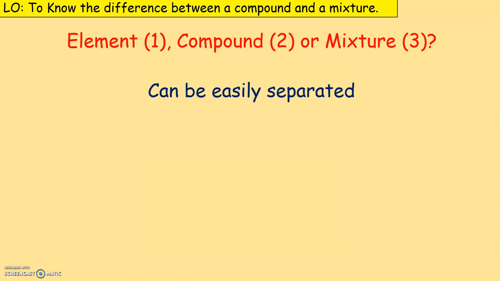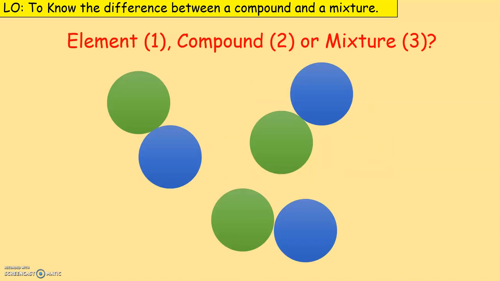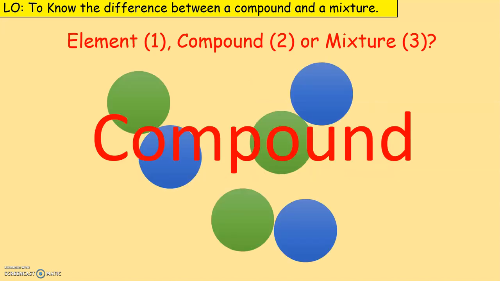And which one can easily be separated? Is it element, compound, or mixture? 3, 2, and 1. A mixture can easily be separated. Remember, whenever we're looking at compounds or elements, they require serious energy to break the bonds. Remember, we were talking about bonds in the last part 1 video. All right, next one, element, compound, or mixture. Go. It's a compound that is chemically bonded together.